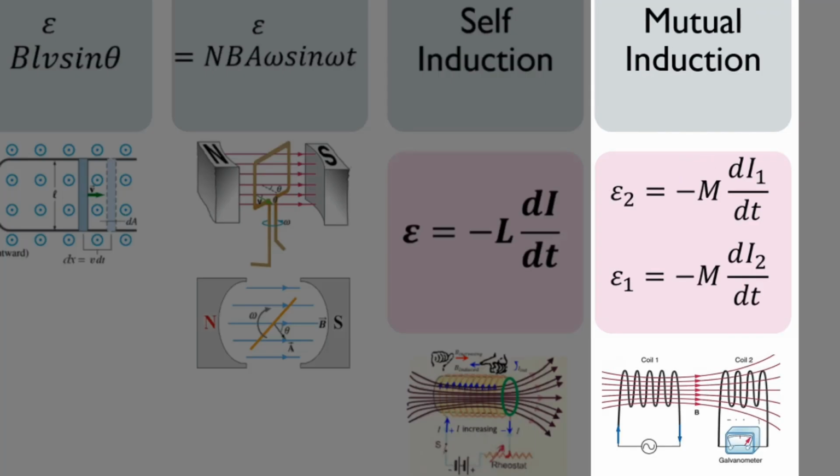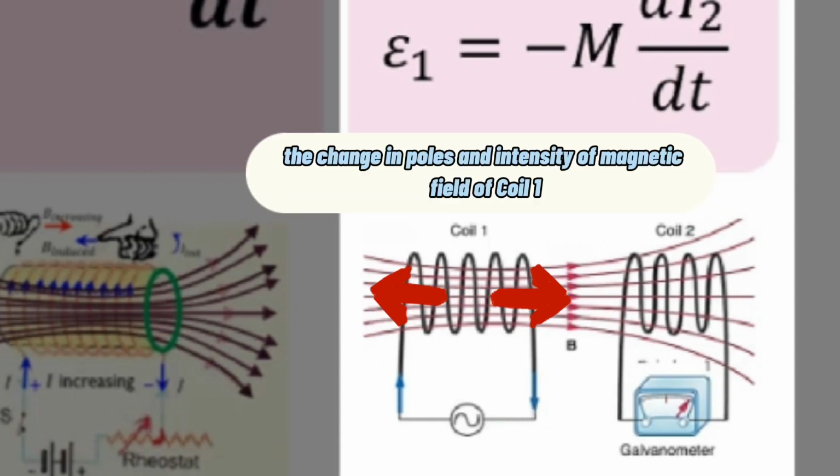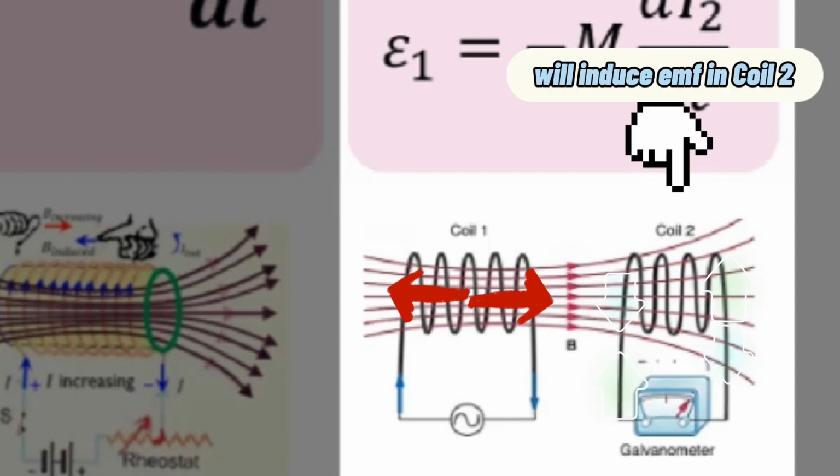And the last part is mutual induction. When two coils are put closer to each other, EMF will start to be induced. The condition is like this. Coil 1 has constantly changing current. Normally, we use AC because alternating current keeps on changing its direction. This current flow will produce a magnetic field, similar to a bar magnet. The change in the magnetic field of coil 1 will induce EMF in coil 2.